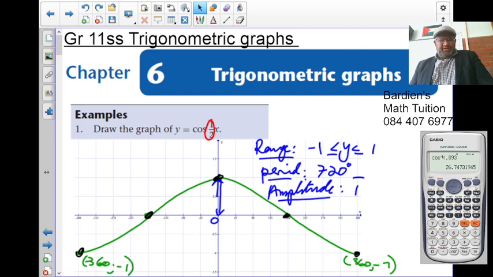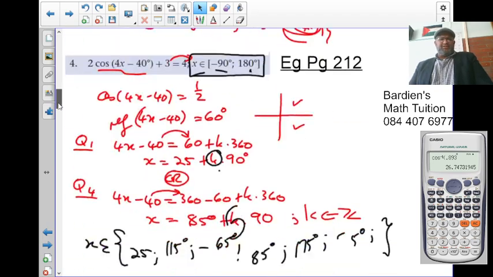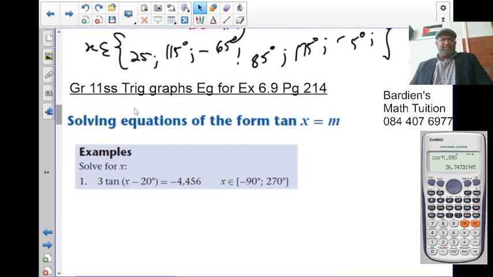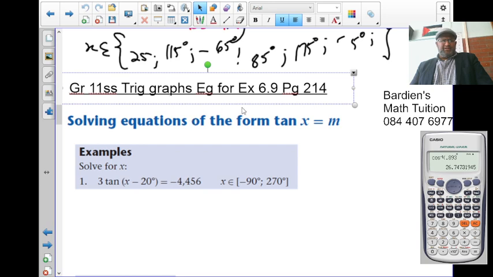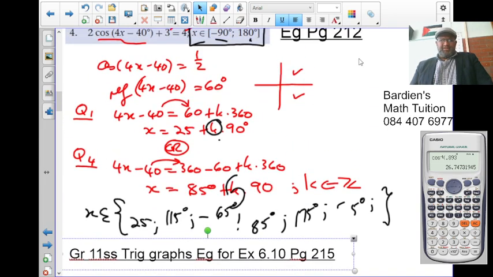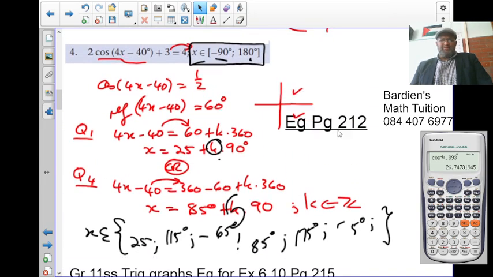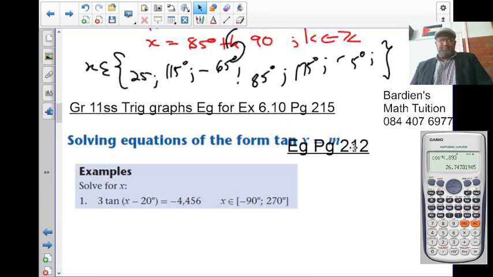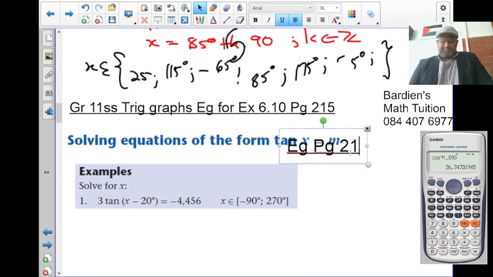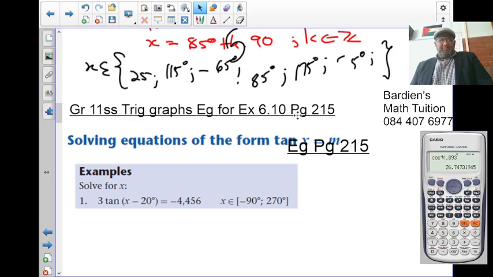So today we're looking at the examples for exercise 6.10. We're looking at the general solution on the tan graph. Exercise 6.10 is on page 215. However, the example is on page 215 as well. So now we're looking at the tan graph.